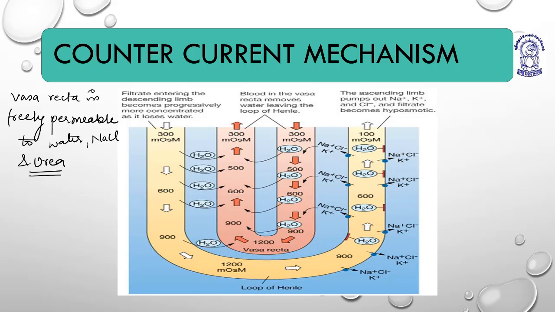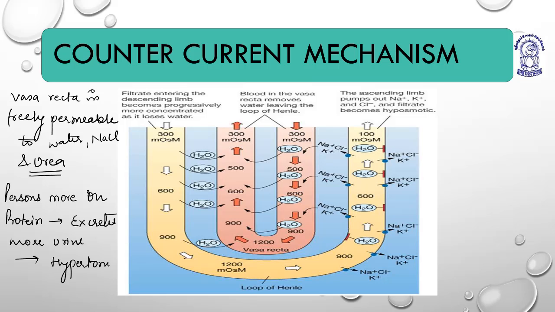Higher the intake of proteins, higher is the formation of urea. Hence, the concentration of the medullary interstitium will be more and more high, meaning hypertonic, and the urine becomes more concentrated. Persons on a protein-rich diet excrete more concentrated urine as it is hypertonic.